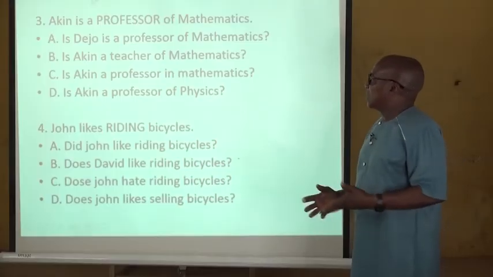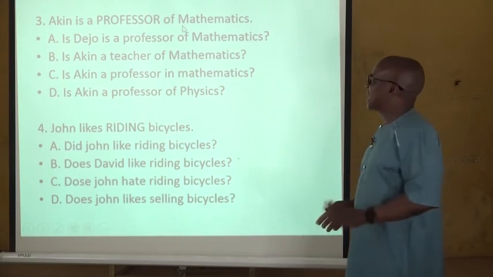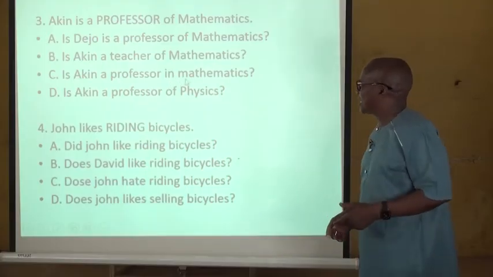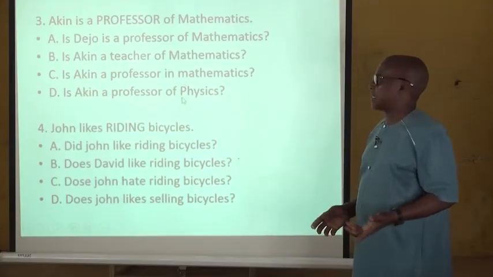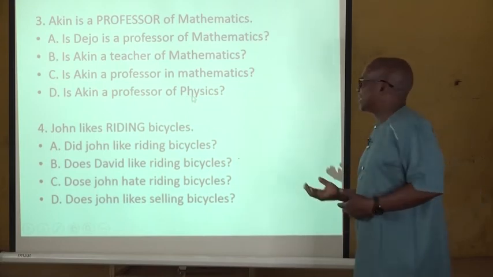All right. Akin is a professor of mathematics. The word there is professor. A, is Dejo a professor of mathematics? Or is Akin a teacher of mathematics? Or is Akin a professor of mathematics? Or is Akin a professor of physics? So since professor is our word, automatically the word that contradicts there is what? Teacher.